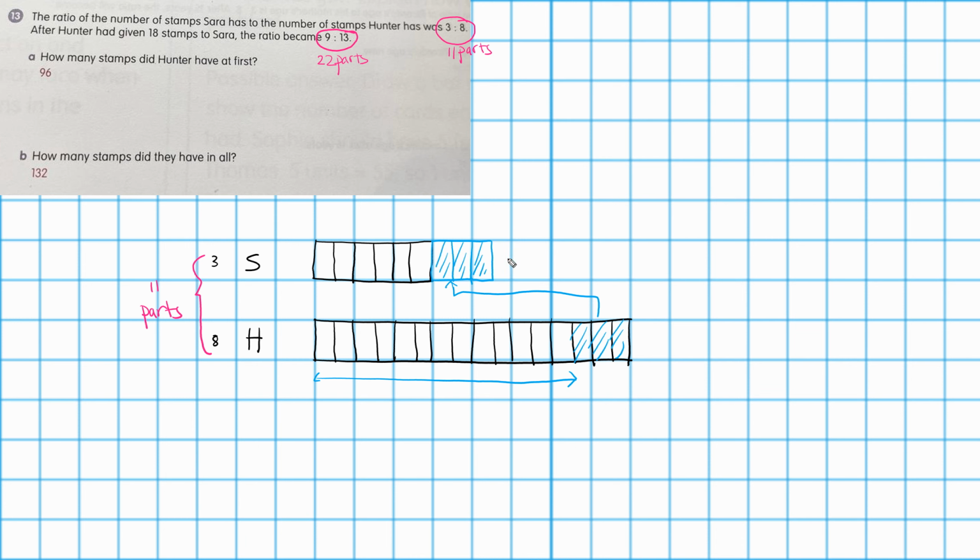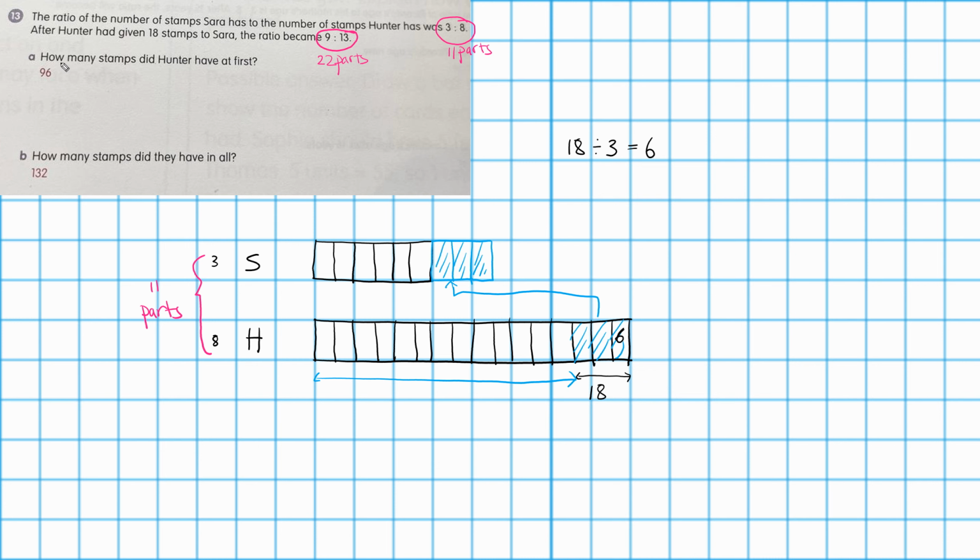Okay. Now we can put some value. We were told that Hunter gave 18 stamps to Sarah. That means that these 3 parts represent 18 stamps. So if we divide 18 by 3, we get 6. So each of these parts has a value of 6. I could write a 6 in for all of these parts. They all represent 6 stamps.